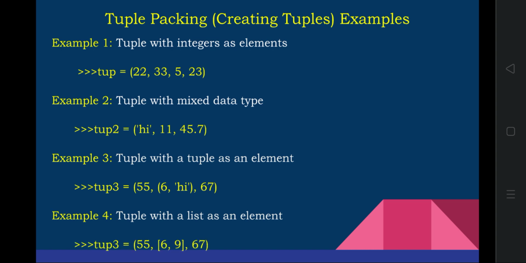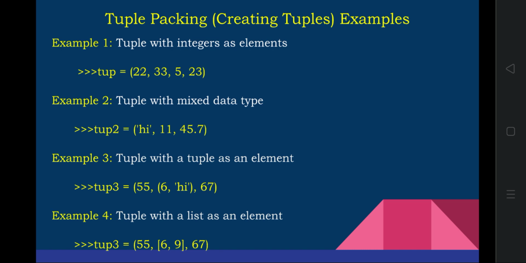So the example, another tup3, is the new tuple which has the value 55 comma, within square brackets 6 comma 9. Square brackets 6 comma 9 is the list, okay, and comma 67. So here we are using the list as a part of the tuple. So this way also we can create the tuple. So these are the 4 different ways tuples can be created.